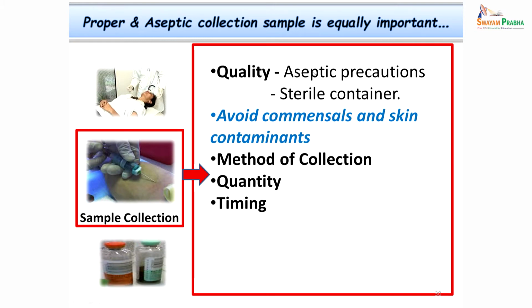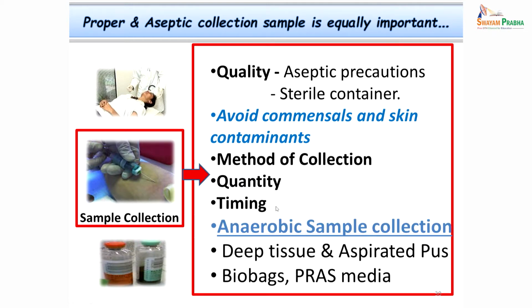Samples also have to be collected using aseptic techniques, avoiding contamination. The quantity of urine or any other sample we collect is quite important, especially when we are collecting the CSF sample. It should not be less than 2 ml. Timing of sample collection is very important. Samples have to be collected as soon as the patient comes, even before giving the first dose of any antibiotic.